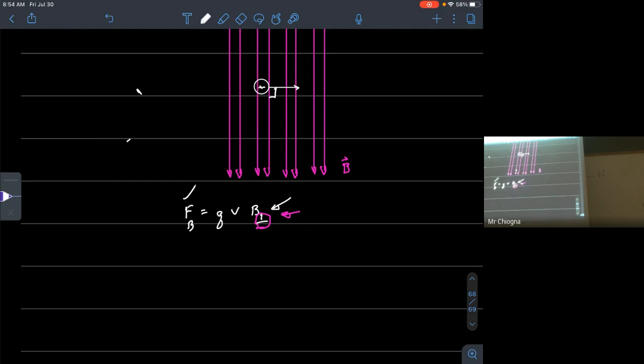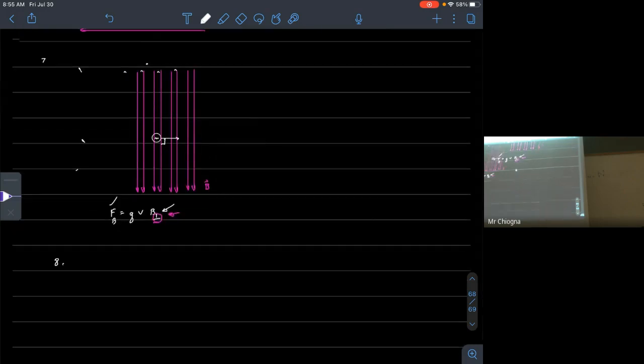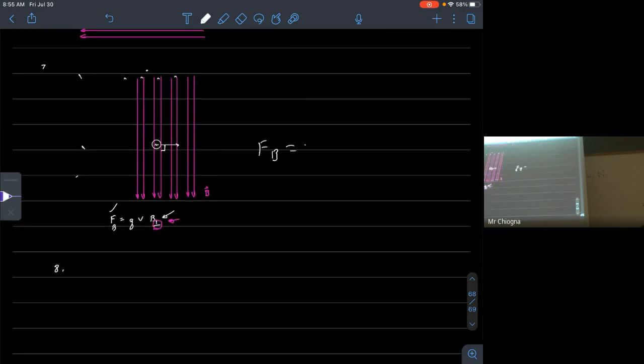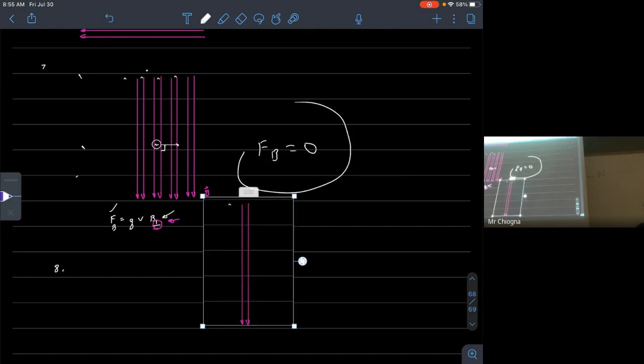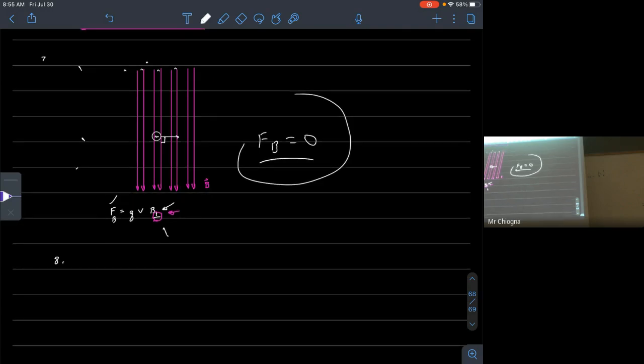Okay, 8. Read that through. I'll draw a little diagram for 8. So what is the force for number 7? Because it's traveling parallel, there's no part of the magnetic field that's perpendicular to the direction it's traveling. So FB is 0. It's because B perpendicular is 0. There's no perpendicular part.